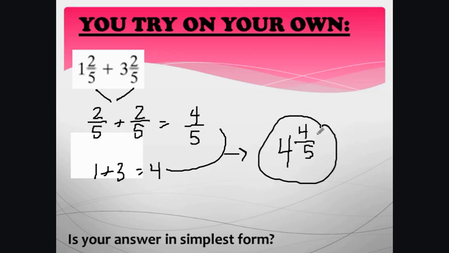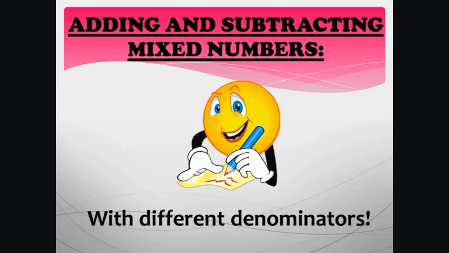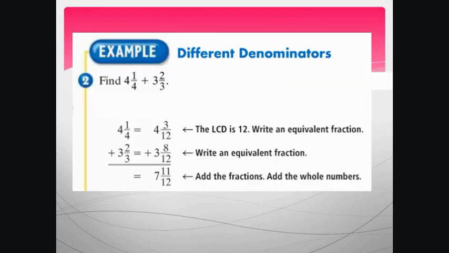And that can't be simplified any further because 4 and 5 have one factor in common, and that is the value 1. Now we're going to take a look at adding and subtracting mixed numbers with different denominators. The example that we're given here is 4 and 1/4 plus 3 and 2/3.